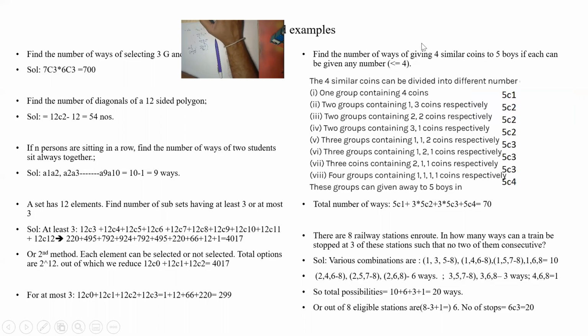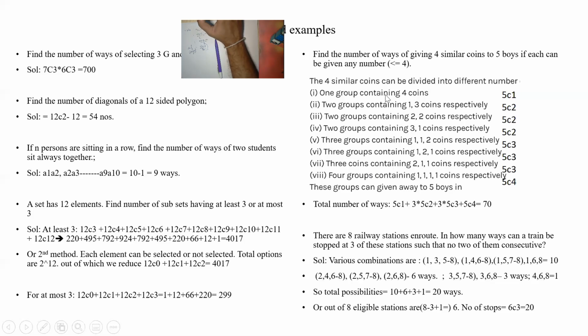Now these 4 coins can be made into different groups. They can be made into one group, or 2 groups of 1, 3, or 2 groups of 2, 2, also 2 groups of 3, 1. 1, 3 and 3, 1 are different groups. So they can be made into 3 groups of combined 1, 1, 2, 1, 2, 1, 2, 1, 1, or can be made into 4 groups 1, 1, 1, 1.